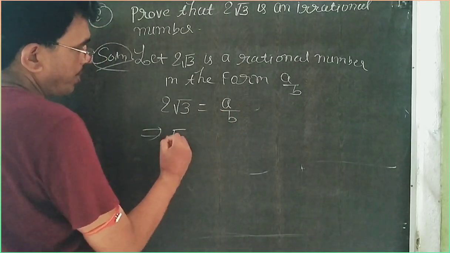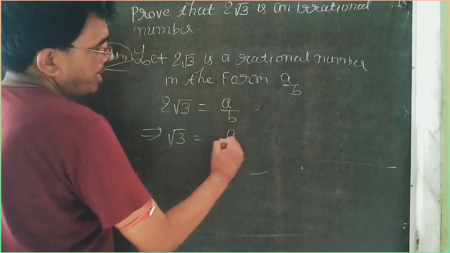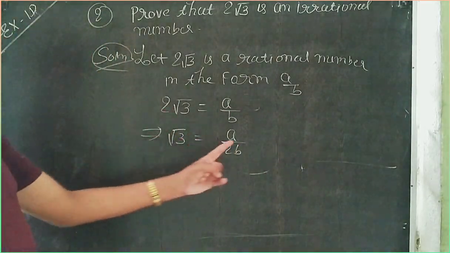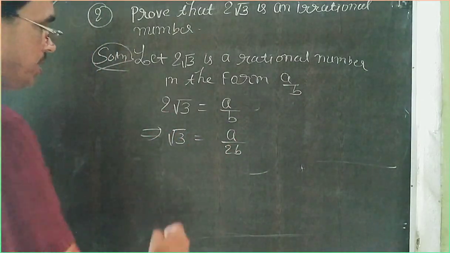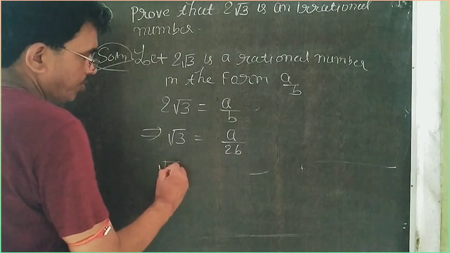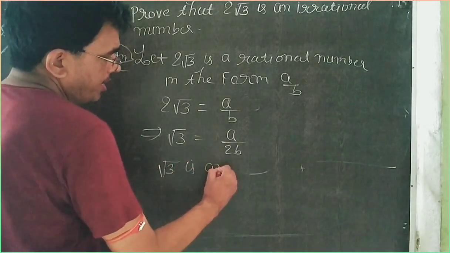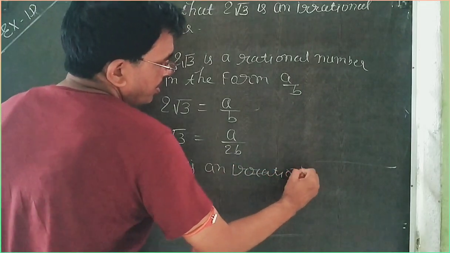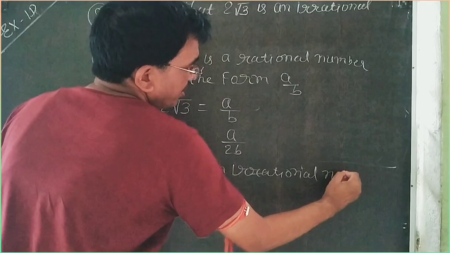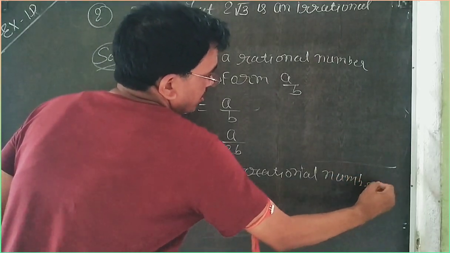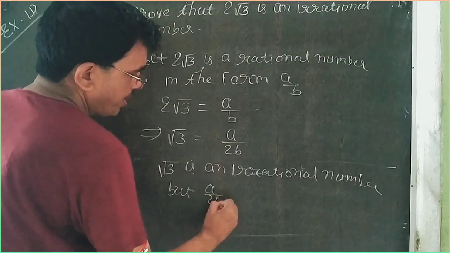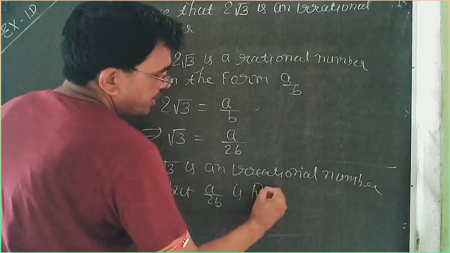Then what is the value of root 3? It is a by 2b. Because 2 is multiplied here, it goes to this side and is divided. So it is clear that root 3 is an irrational number, but a by 2b is a rational number.